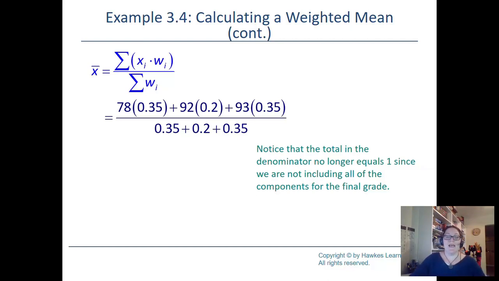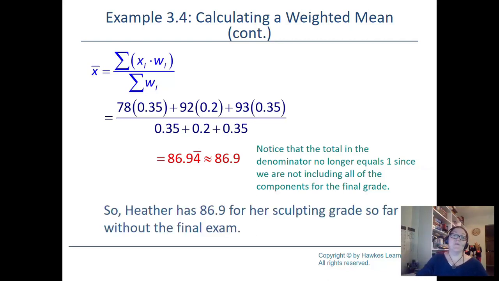Okay. And as you do this, when you start adding them all in, so you take each item times its weight, you'll notice that our average here is about an 86.9. But again, what I'm dividing by here is not 100% of the grade. It's only a small portion of it, because we're missing that last 10% that came from the final. So currently Heather's grade in this course is an 86.9 for her sculpting class, and this is without the final exam.